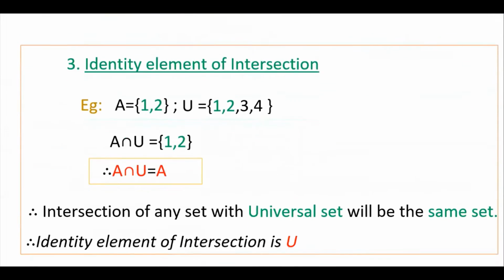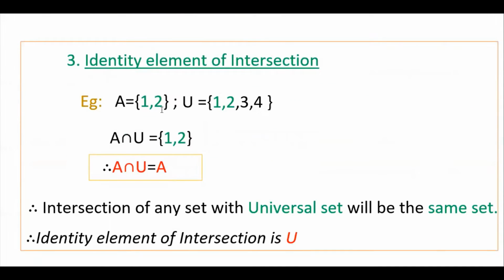Next one is the identity element of intersection. If you take any set, A is equal to {1, 2}, and the universal set always contains the related set's elements. So here the universal set contains 1, 2 also. So {1, 2, 3, 4} are the elements of the universal set.